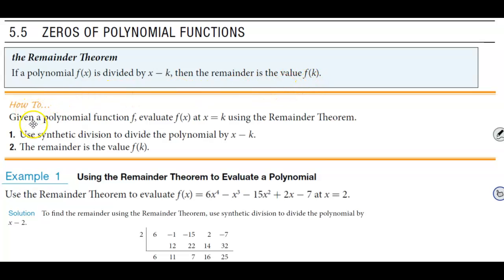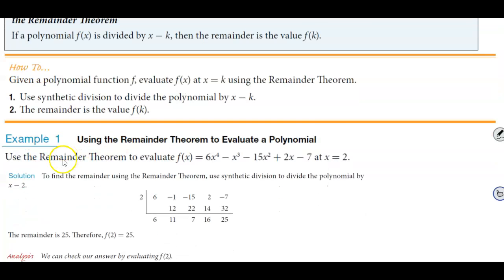So how do we do this? Well, given a polynomial function f, we're going to evaluate f of x at x equals k using the remainder theorem. Step 1, we're going to use synthetic division to divide the polynomial by x minus k. Step 2, the remainder is the value of f of k.